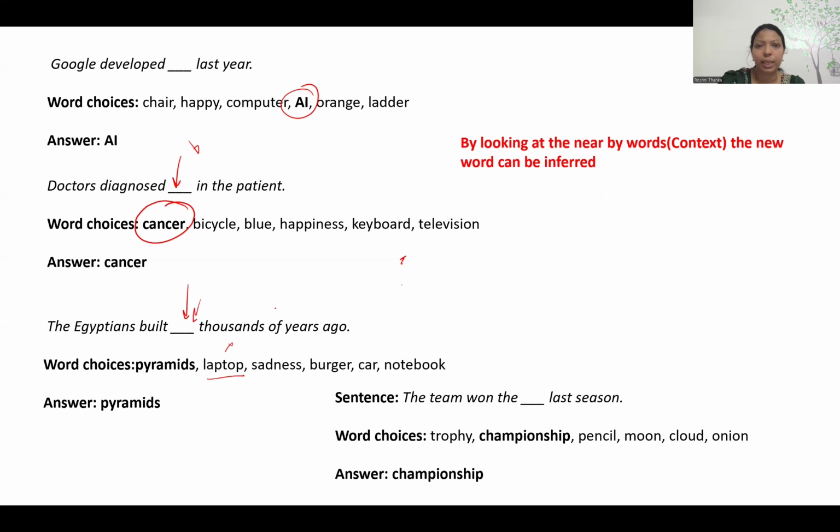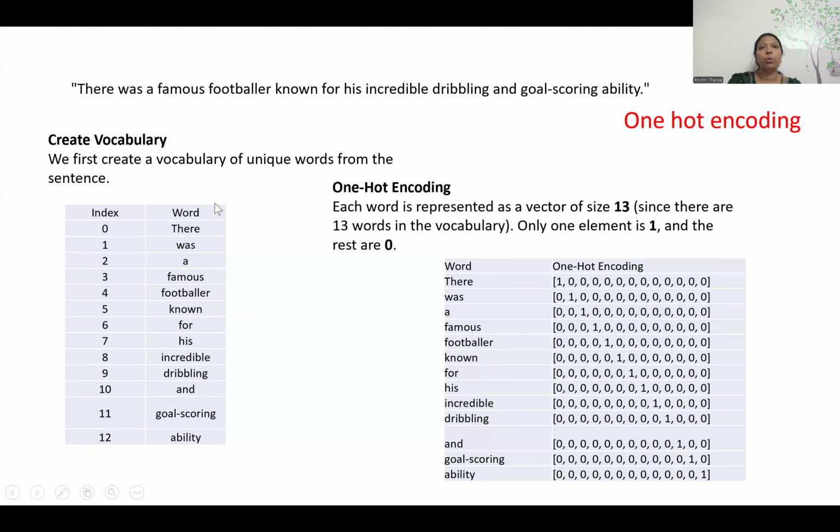So here is another example. I have already told how it happens in the real world. Using one hot encoding, for example, if this is the sentence, it will pick up all the unique words, and by taking all the unique words, based on the one hot encoding, it will give you the values for all the words. Those values we can call vectors.